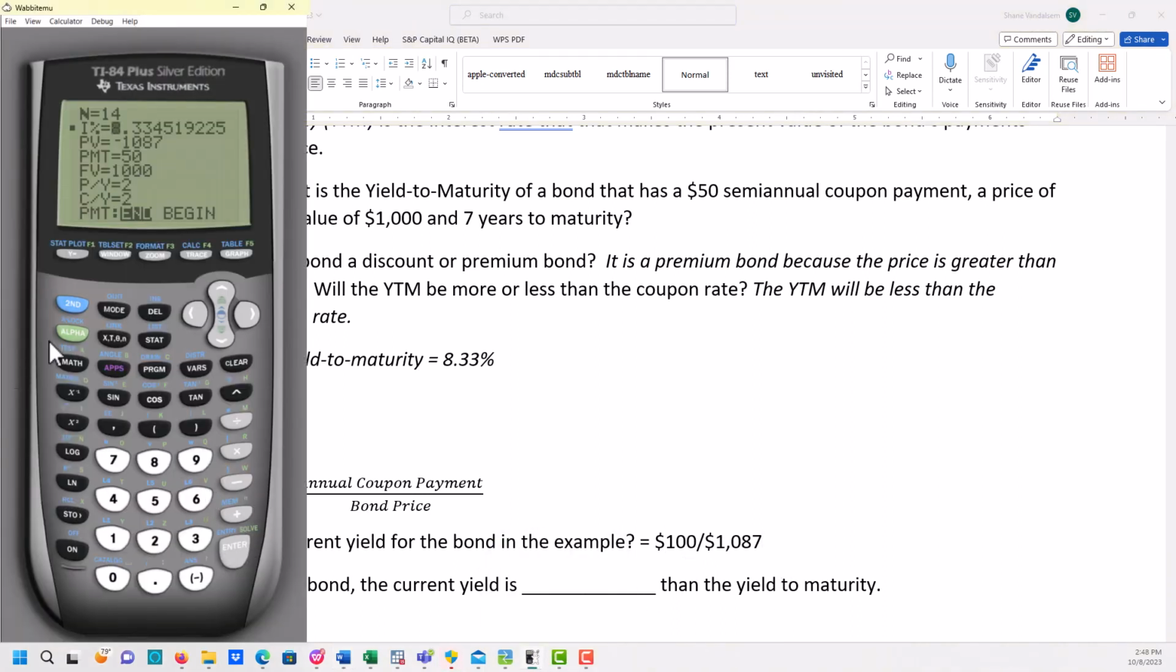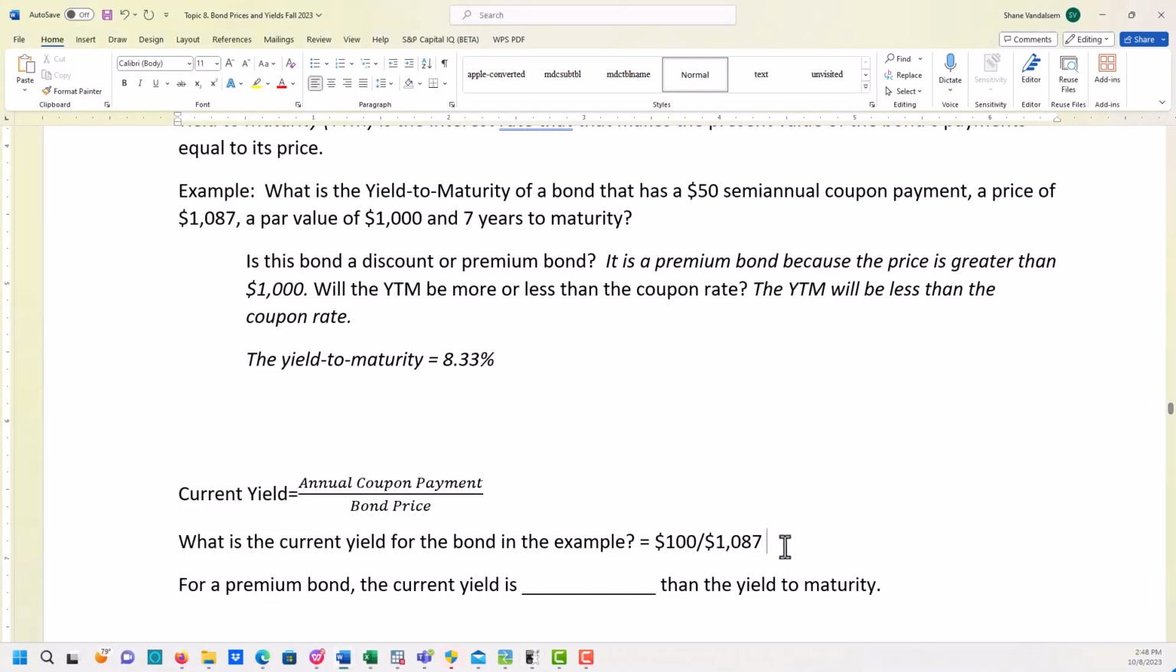And so I'm going to clear out of this mode by pressing second and mode. And then I'm just going to take 100 divided by 1,087. There we go. To get 9.1996%, or 9.20%.